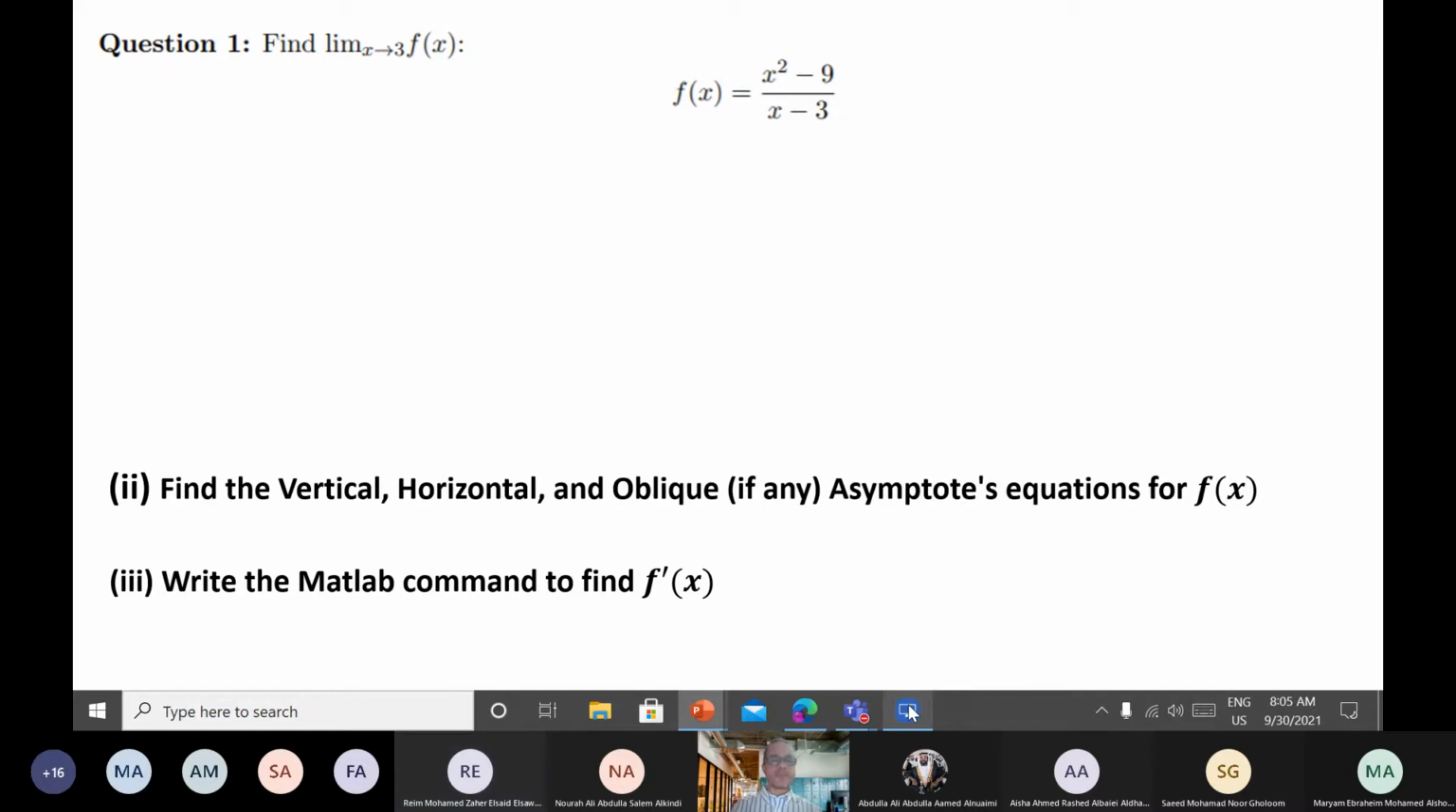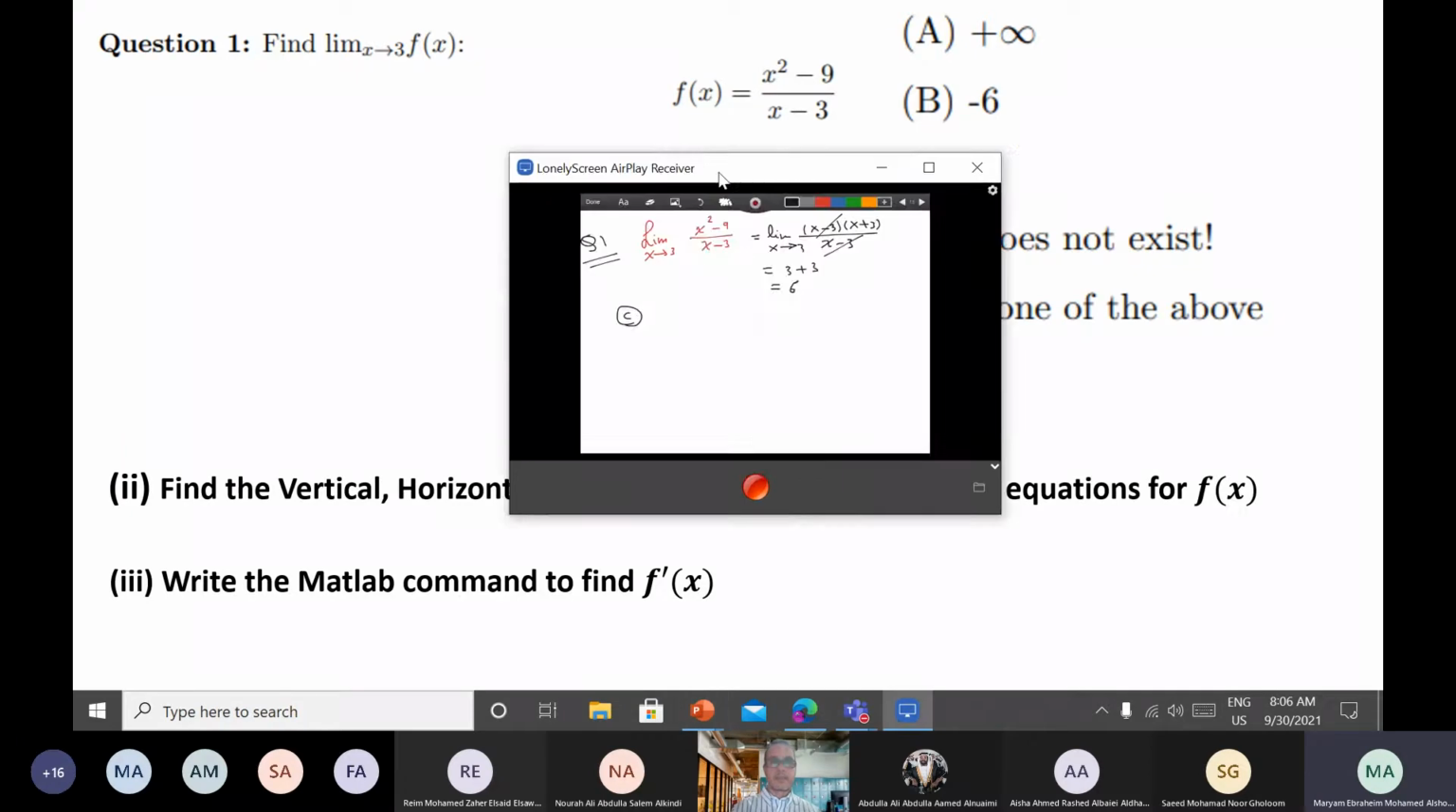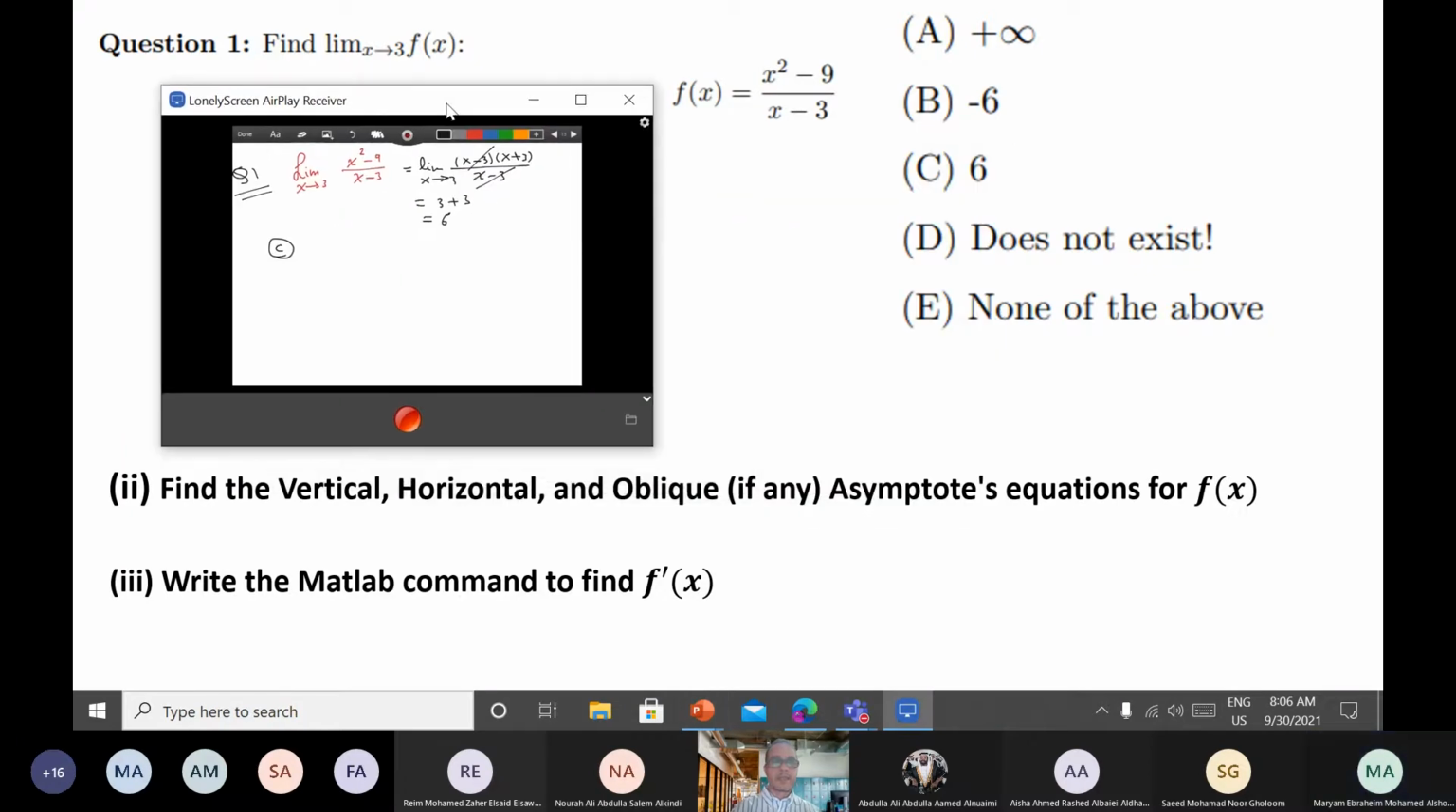Now I finished the first one. Next. If you have the option to choose, you will choose what? The right answer is 6. So the right answer is C. So you just type C or choose C. Okay. Doctors, again, please. So take a screenshot for this one.